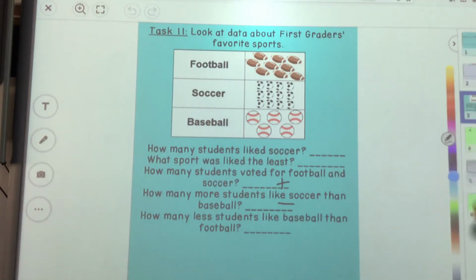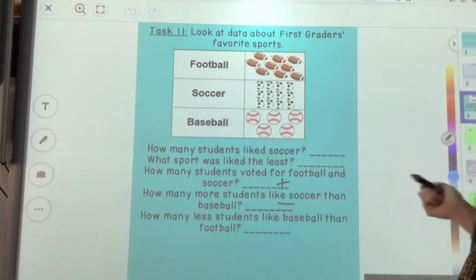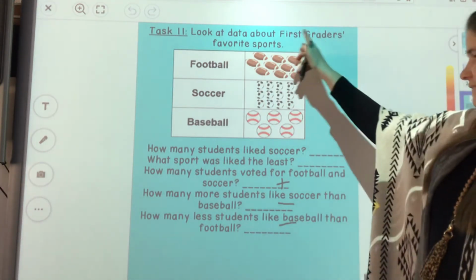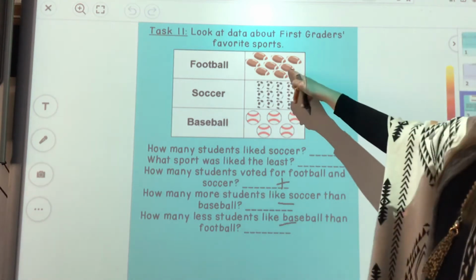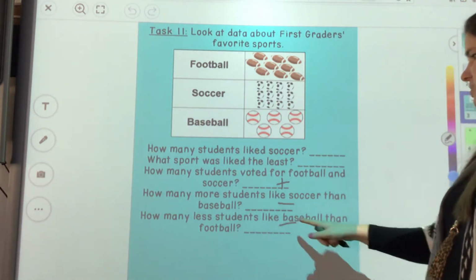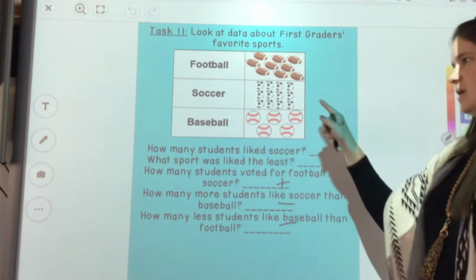How many less students like baseball than football? I would also subtract on this one. I would put football at the beginning. That's the number that would go first. And then subtract the number of baseball.